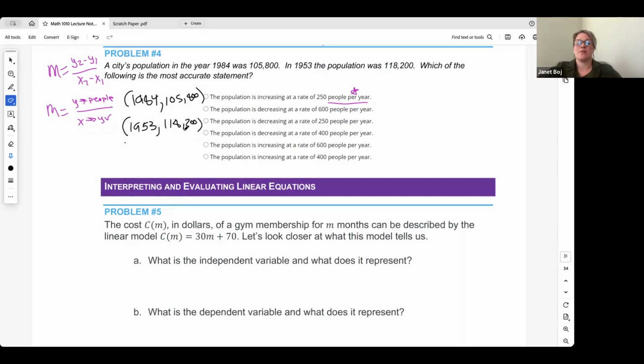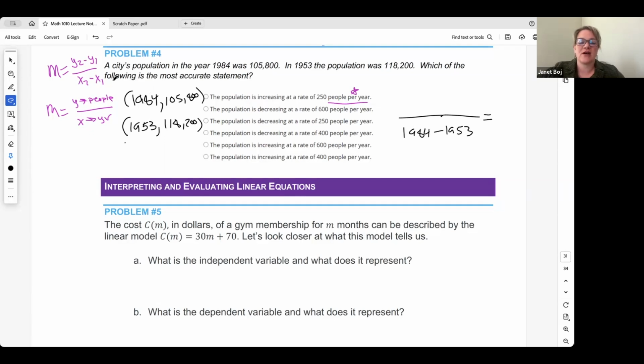All right, so we want to plug this into the formula. You can choose either point, but usually when you're talking about years, you would start with 1984 and subtract 1953. Okay, you can do it the other way because in the end, when you divide, this total will either be positive or negative. So it doesn't matter if you switch the order. Just make sure you don't switch the order of your y values and x values.